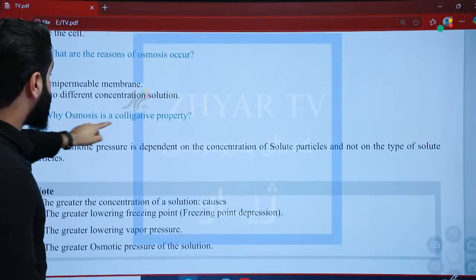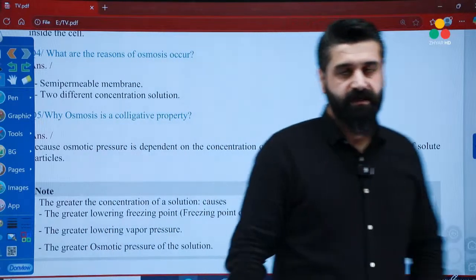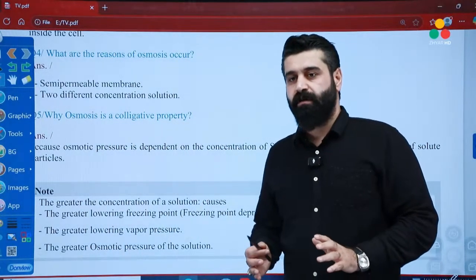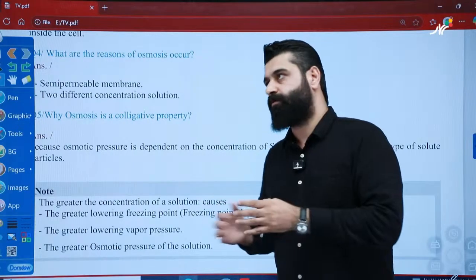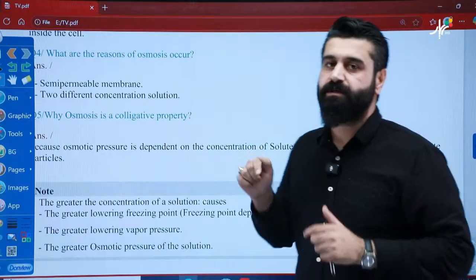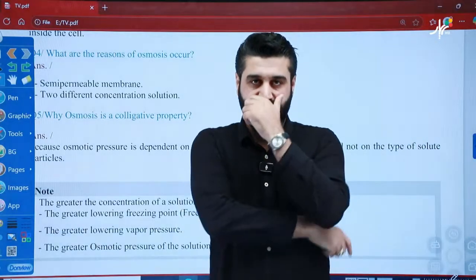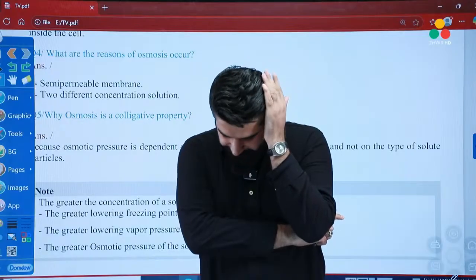Why is osmosis a colligative property? Osmosis is a colligative property, as I said, because the change in concentration affects the osmotic pressure. If I increase concentration, the osmotic pressure must increase. With decreasing concentration, osmotic pressure decreases. That's why osmotic pressure is a colligative property.